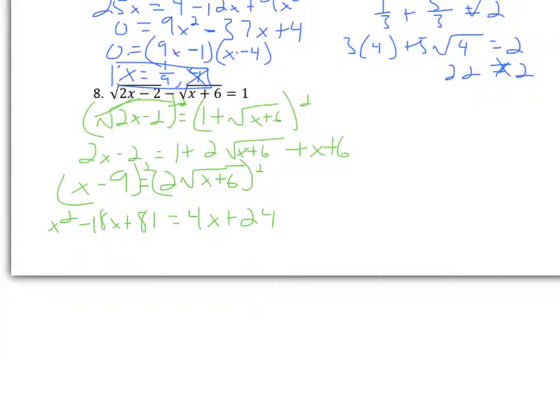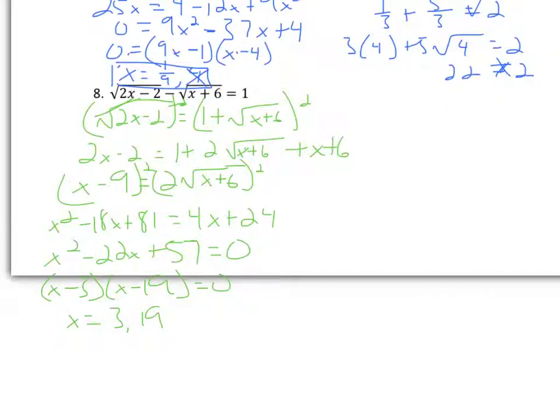Okay, now we can solve for everything. So we got x squared minus 22x plus, when we subtract that 24, we're going to get 57, equals 0. The only thing that I know of that goes into 57 is 3 and 19. So x minus 3, x minus 19 equals 0. Those both work. So x equals 3 or 19.